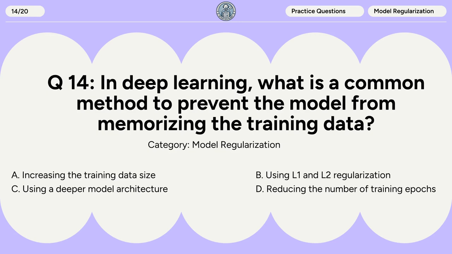Question 14. In deep learning, what is a common method to prevent the model from memorizing the training data? A. Increasing the training data size. B. Using L1 and L2 regularization. C. Using a deeper model architecture. D. Reducing the number of training epochs.